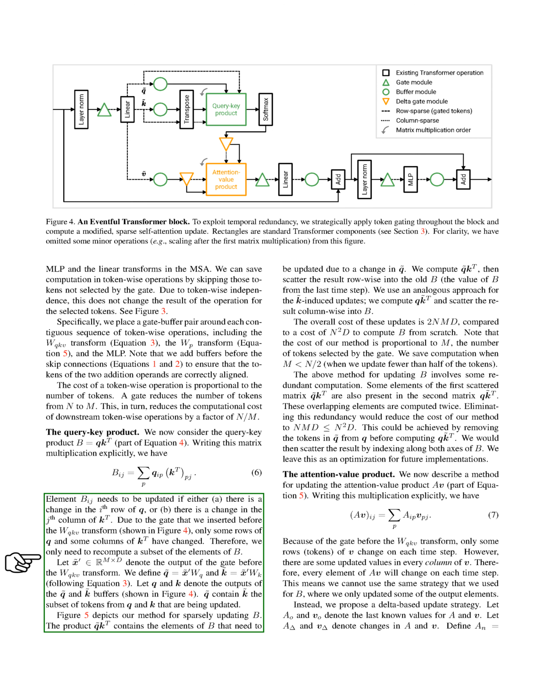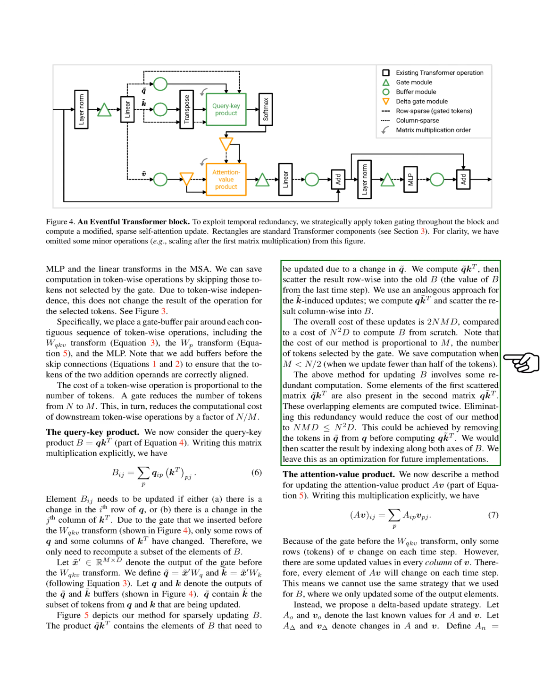We define ~Q and ~K as the outputs of the gate before the W_QKV transformation. These contain the subset of tokens from Q and K that are being updated. We've illustrated our method for sparsely updating B in a figure. The product ~Q K^T contains the elements of B that need to be updated due to a change in ~Q. We compute ~Q K^T, then scatter the result row-wise into the old B. We use a similar approach for the updates induced by ~K. We compute Q ~K^T, and scatter the result column-wise into B.